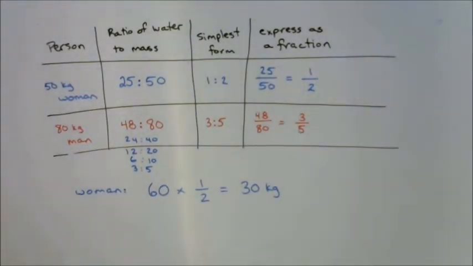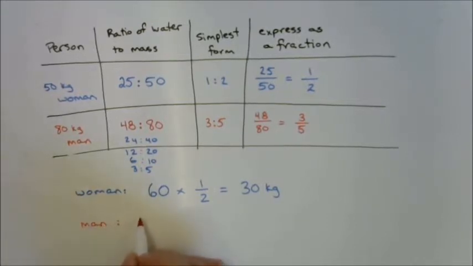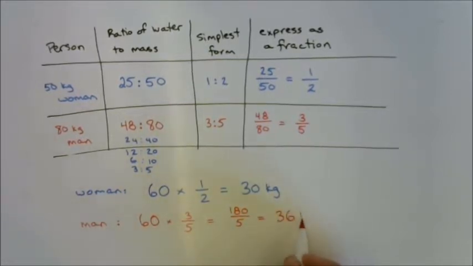For the man, we do the same thing. We know the man is 60 kilograms, and we know that the water relates to his weight by a ratio of 3/5. So all we have to do is multiply this out. Top times top is 180 over 5, which gives us a final answer of 36 kilograms of water.